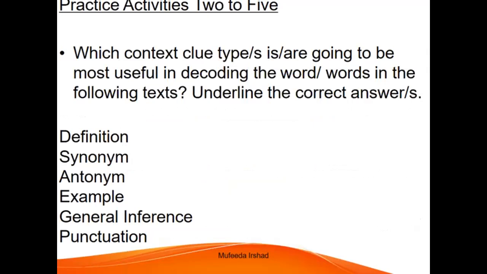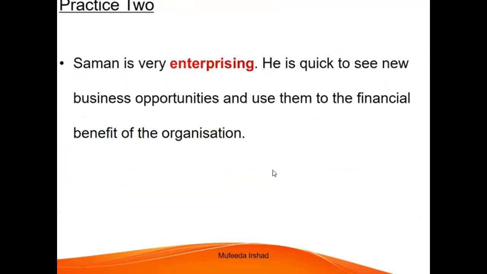As for practice activities 2, 3, 4, and 5, you are expected to read the text given, underline the context clue or clues most useful in decoding the highlighted words, and then complete the tables based on the information given in the texts. In this text, the word that has been highlighted is enterprising. Which context clue is going to be most useful in decoding the word enterprising?